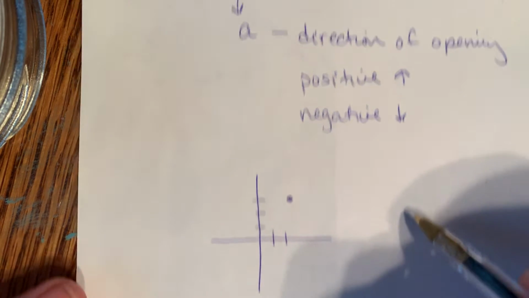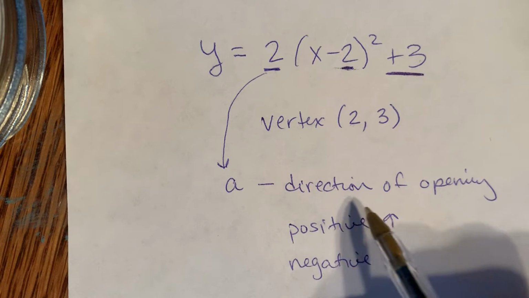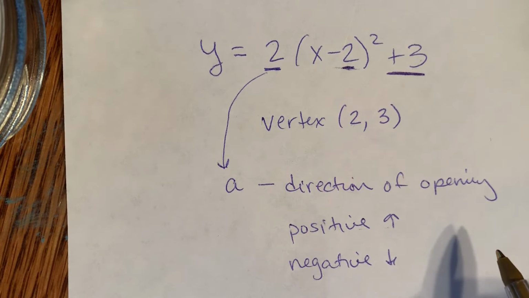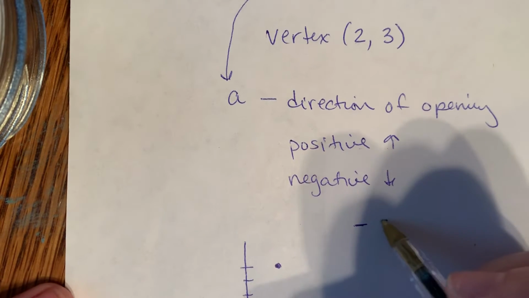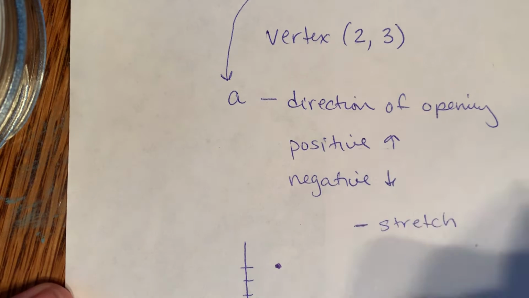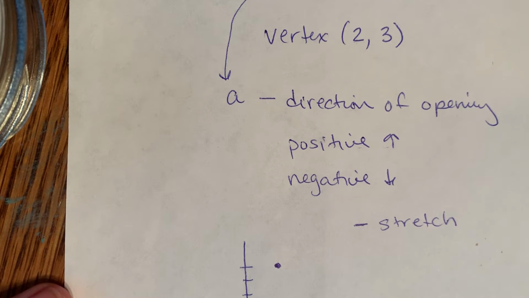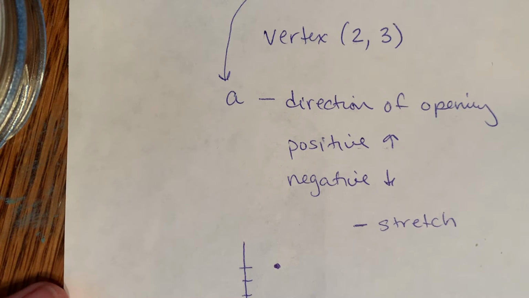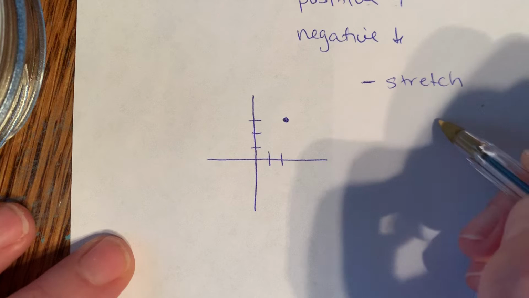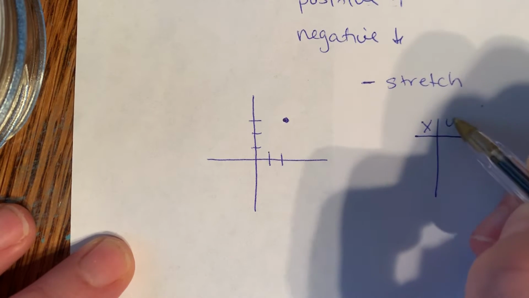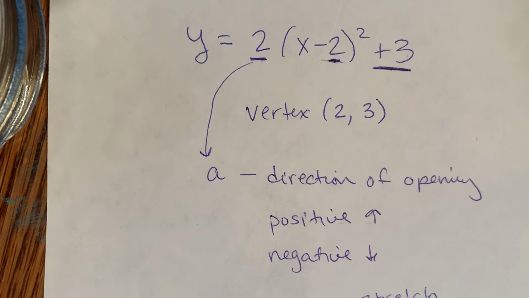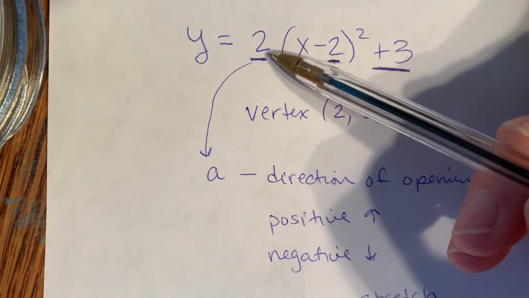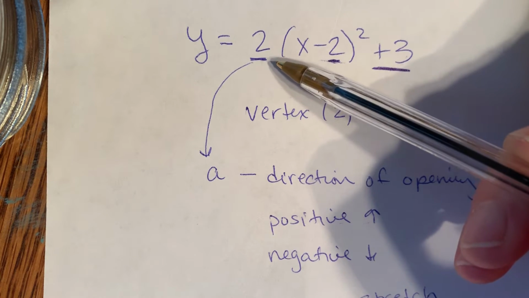Well, I told you that the A value did 2 things. It tells you the direction of opening, but it also tells you something else. It also tells you the stretch of the parabola. A parent function parabola goes through 0, 0, and then remember when we did a t-chart for a parabola where we have an x and a y value? When A is anything else than 1, there's going to be a stretch or a shrink on the parabola.